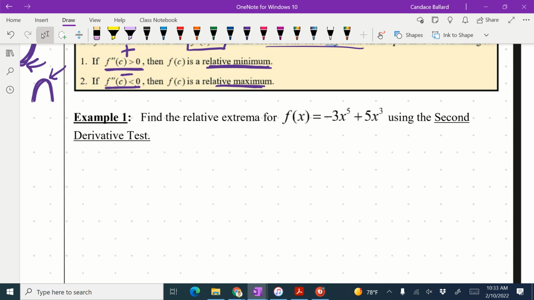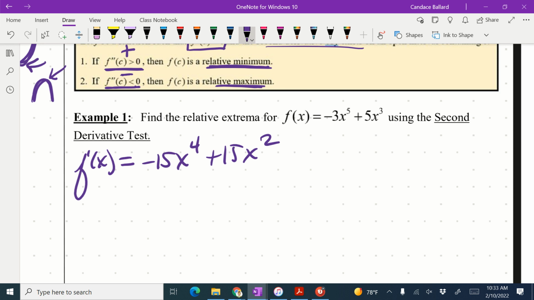Okay, so let's find our first derivative. What's the derivative of negative 3x to the fifth? Good. And then plus 15x squared. Excellent. I'll give you a minute to write that. Get it a little bit clearer there.